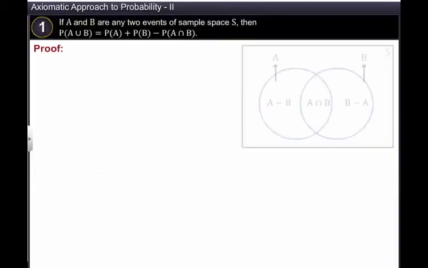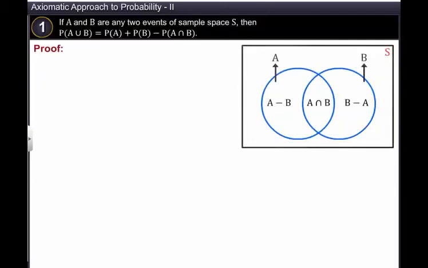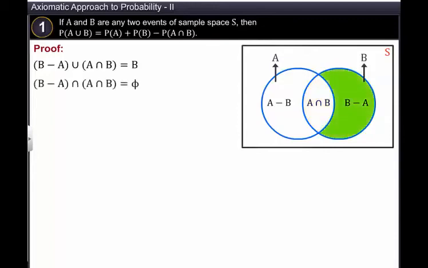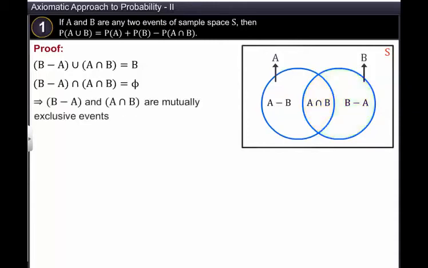Let's observe the figure. From the figure, we notice that (B minus A) union (A intersection B) is equal to B. Similarly, (B minus A) intersection (A intersection B) is equal to phi, which is a null set. It implies that events B minus A and A intersection B are mutually exclusive.